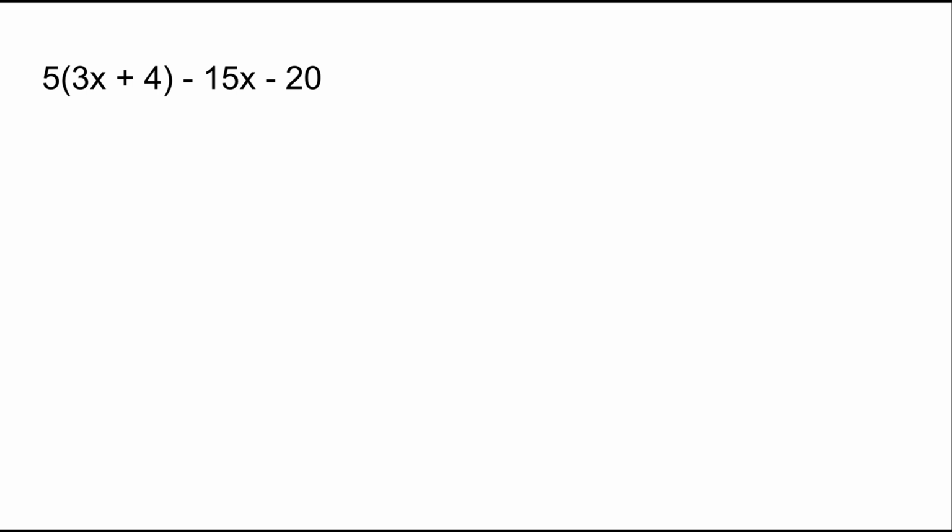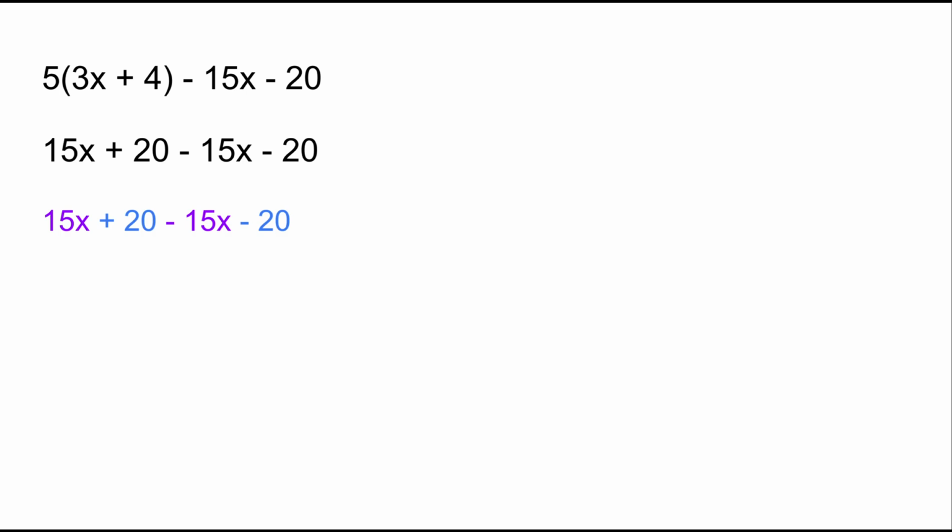Okay, so when you see these parentheses, it means distribute. So let's do 5 times 3x and 5 times 4. Then we'll rewrite the rest of our expression. Now we need to combine our like terms. And when we combine our like terms, I want you to notice that we have 15 and a negative 15, and we have 20 and a negative 20. So these both cancel out. And so our answer is 0. Isn't that interesting?